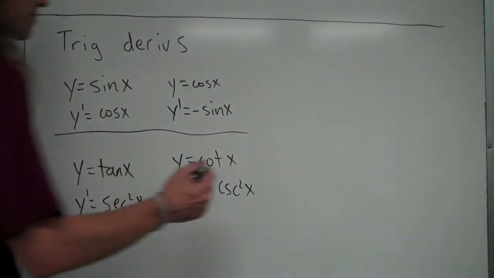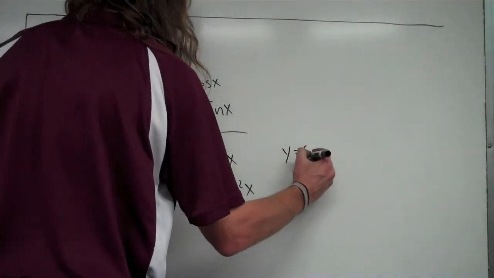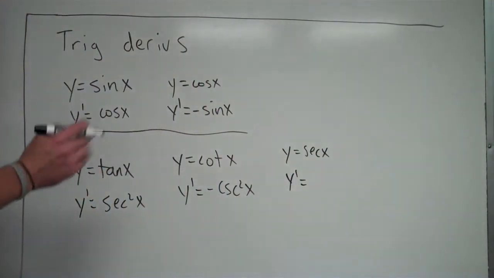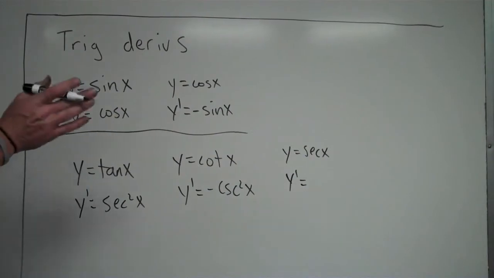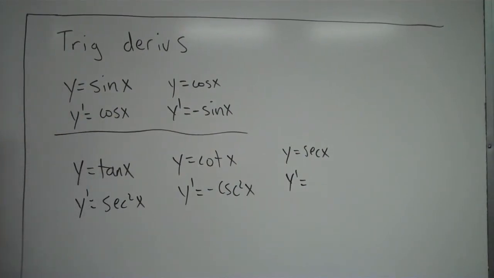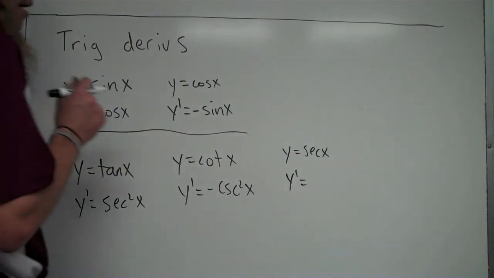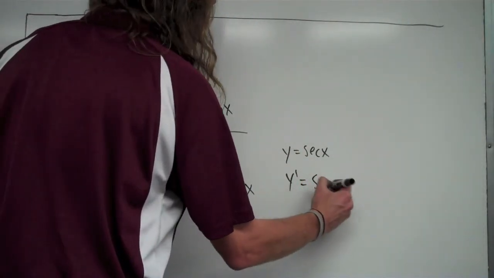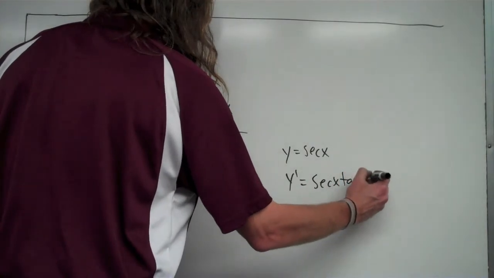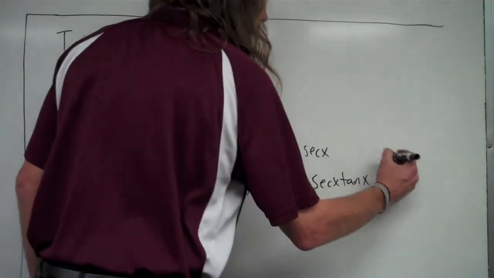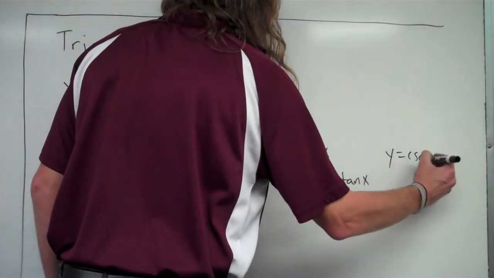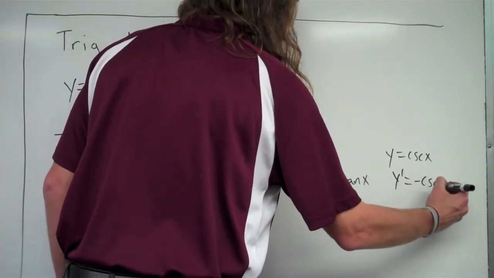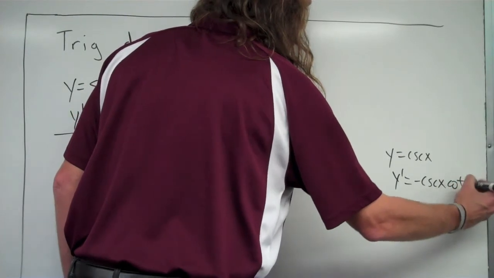Okay? There's a couple more that we can do here as well, and I'm just going to go ahead and write them up here. If you want to work them out on your own, you can. They use the same idea of the quotient rule, but it works out a little different in terms of simplifying it. It ends up being that the derivative of secant is just secant x times tangent x. Okay, and the derivative of cosecant is negative cosecant x cotangent x.